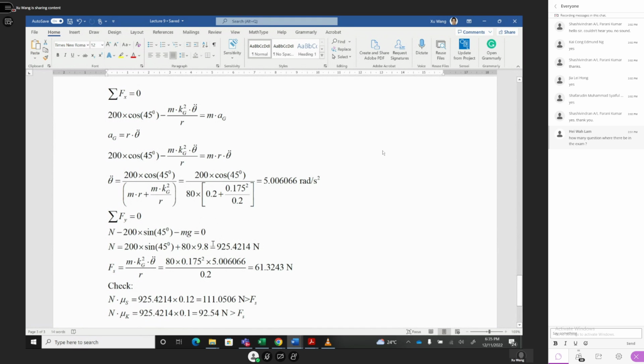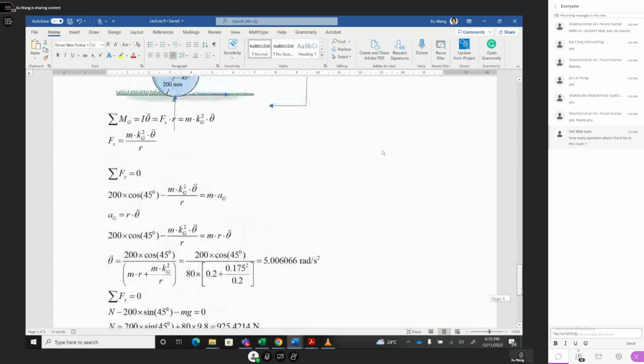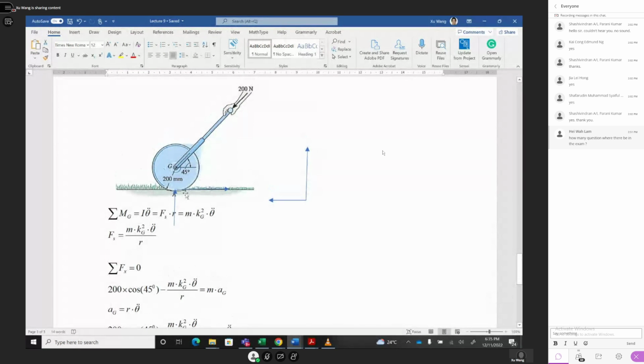Then after you get N, you multiply by the static coefficient, and then by the kinematic coefficient. Both of these forces are larger than what you calculated using this formula. So it means this friction is much less than your maximum static friction or kinematic friction. Then it means there's no slip here. It's purely rolling, no slip. Okay, that's how you get the results.